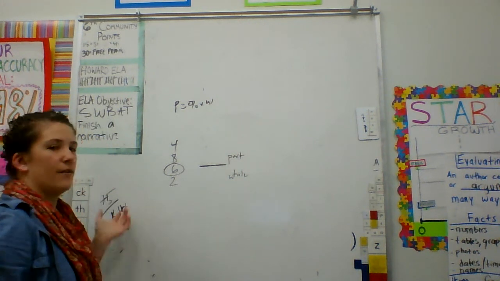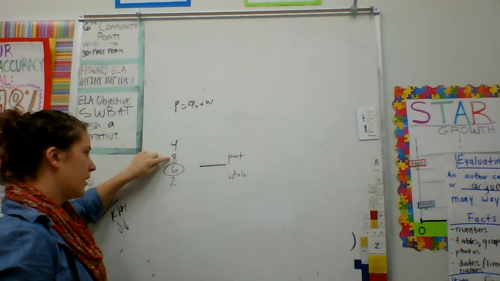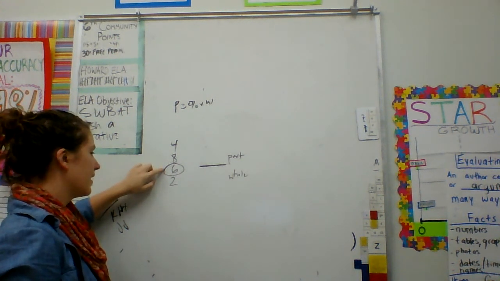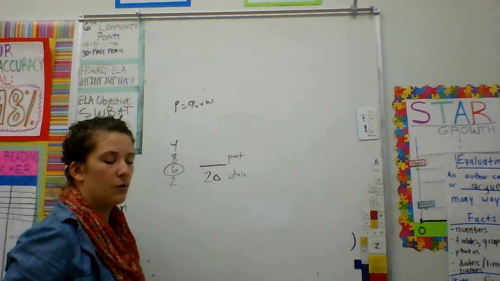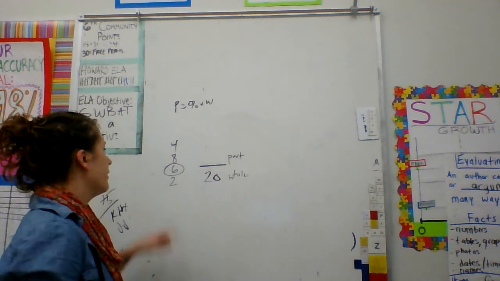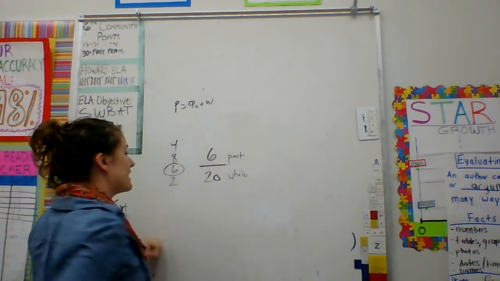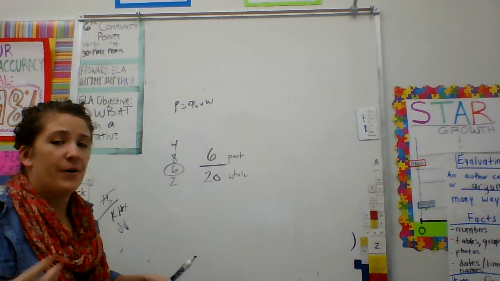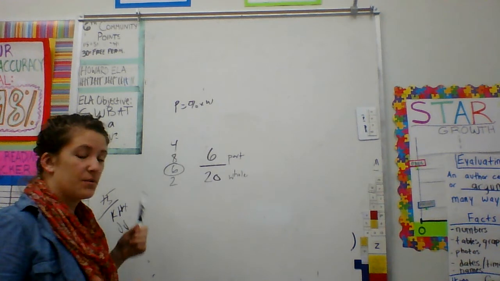So I'm going to find the whole first. 4 plus 8 is 12, plus 6 is 18, plus 2 is 20. I know there's a whole or a total amount of 20 marbles. My part is the color I'm looking for, which is 6. 6 out of 20. I want to know what this is as a percent. I like to see if I can solve it this way first.